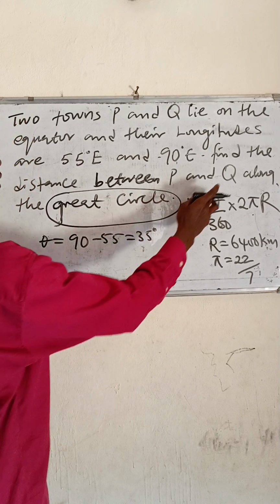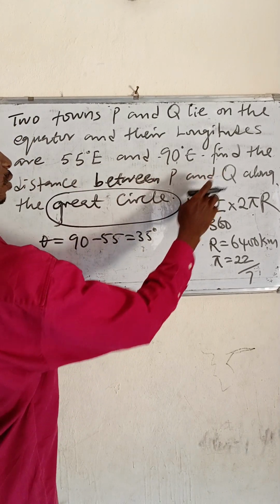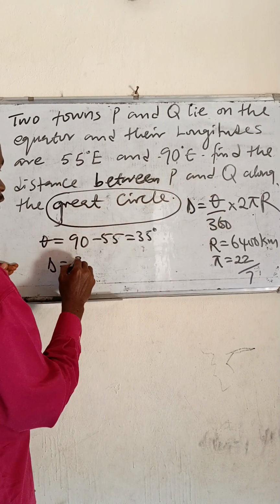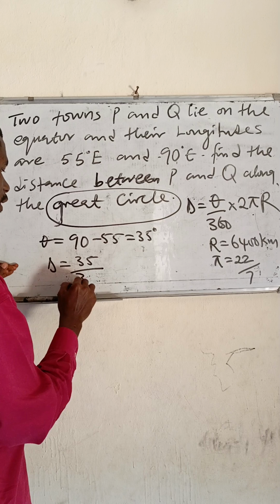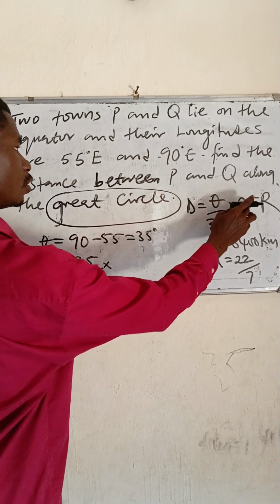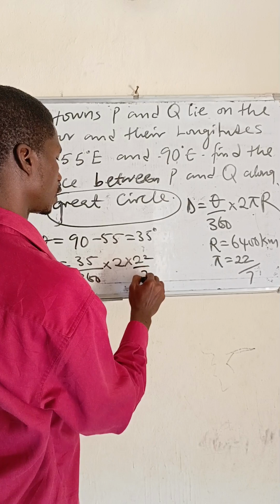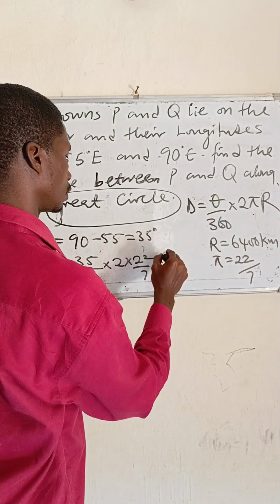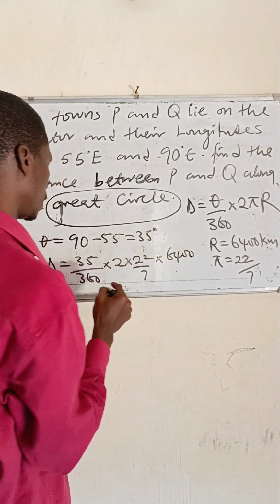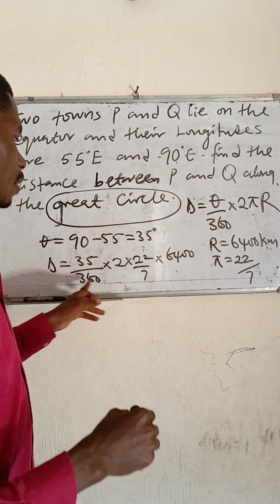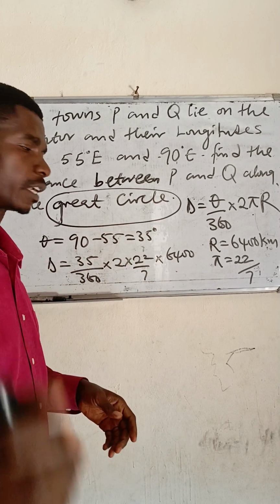So what do you do to get the distance along the great circle? Look at the distance now. D becomes equal to 35 divided by 360 times 2 times pi, which is 22/7, times R. Are you seeing it now? You multiply all the numerators, and divide by the denominator to get your answer.